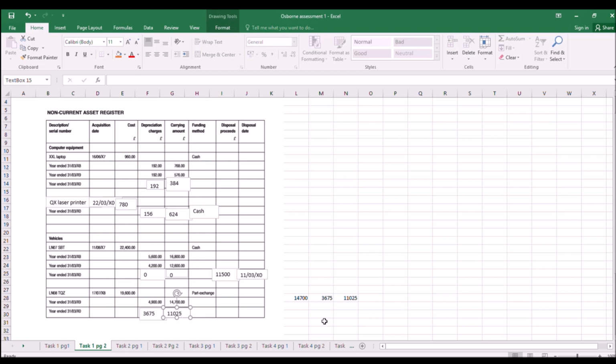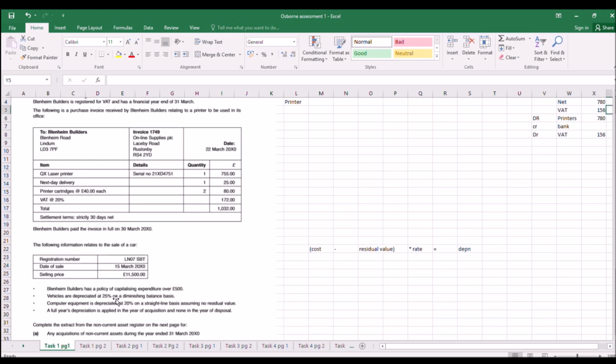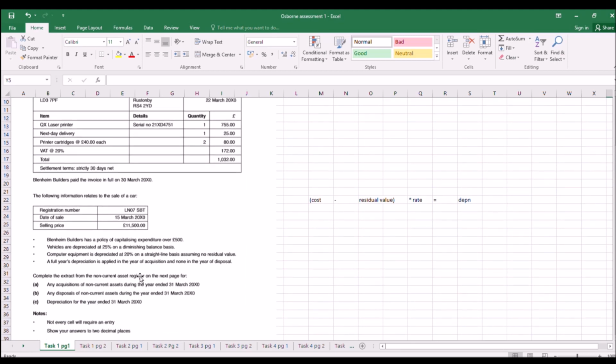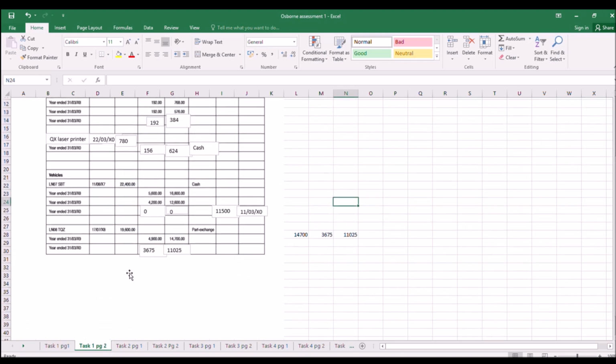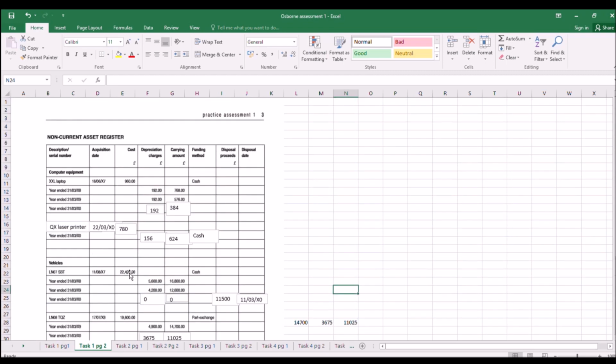$11,025, and that is our balance, or our fixed asset register sorted out. So complete the extract from the fixed asset register, the non-current asset register on the next page for those there. Right. Anything else in this question? No, that seems to be that question done.